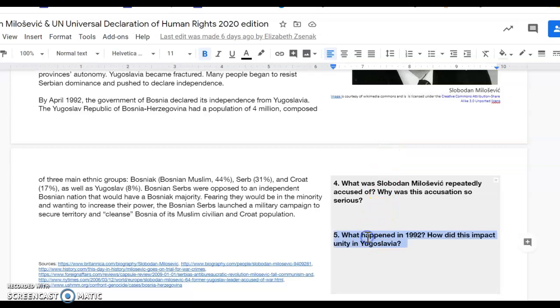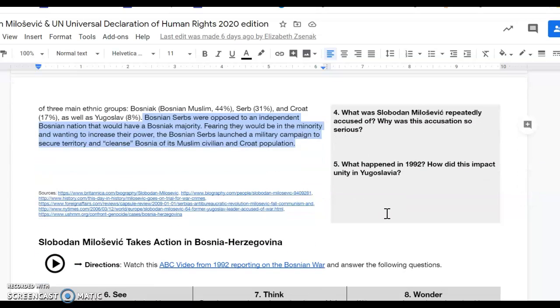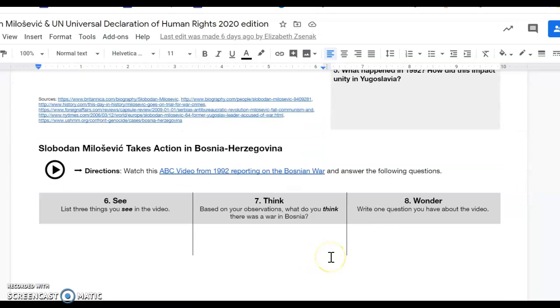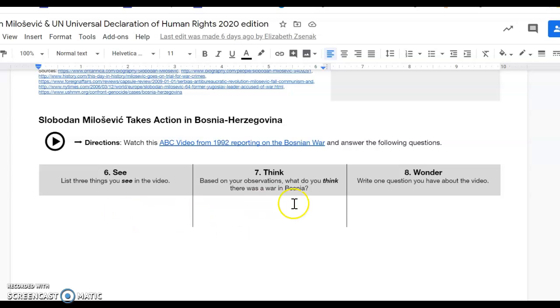Question five, what happened in 1992? How does this impact the unity? Read through here to get how this impacted the unity, and take a creative step in answering that one. There didn't seem to be any issues with these three questions, as long as you wrote three things that you saw, something that you thought about, and a question you saw from this video.